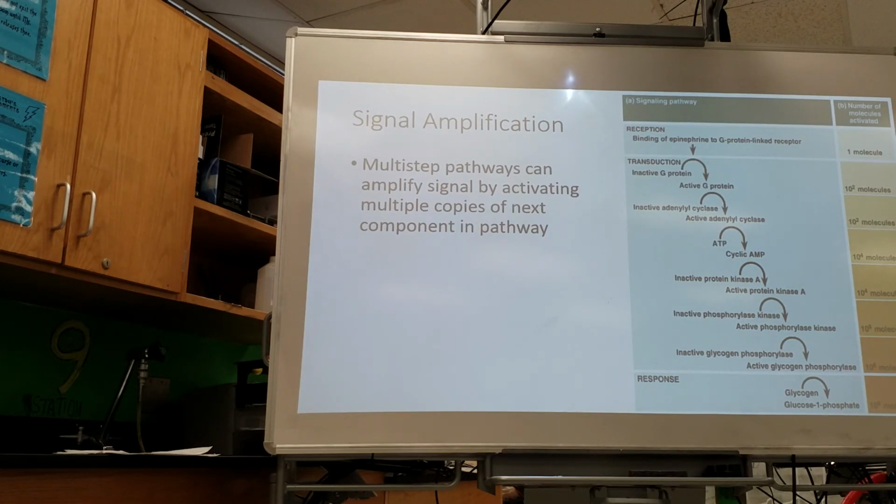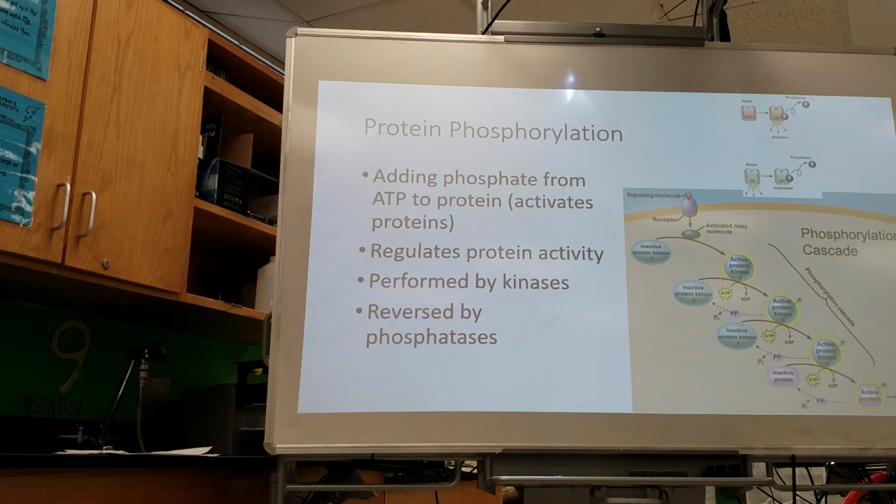Phosphorylation, oh, it's on another slide. Anyway, you can amplify a signal. Each step in the signaling process can go on and activate like 100 or 1,000 new molecules, so you can really build up a large response from a very small signal.